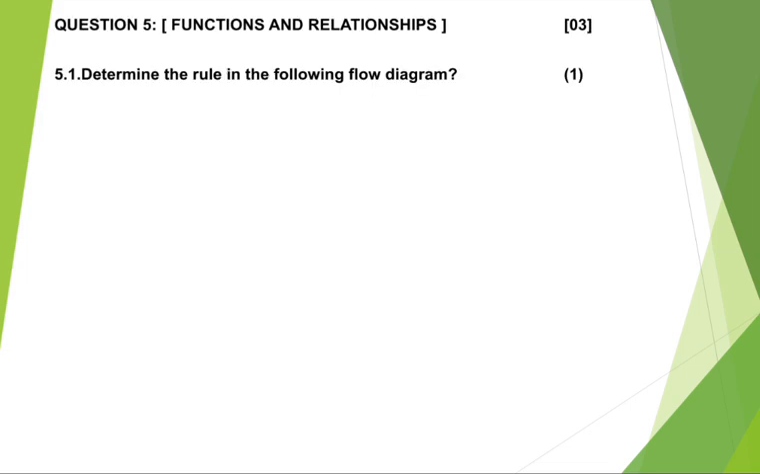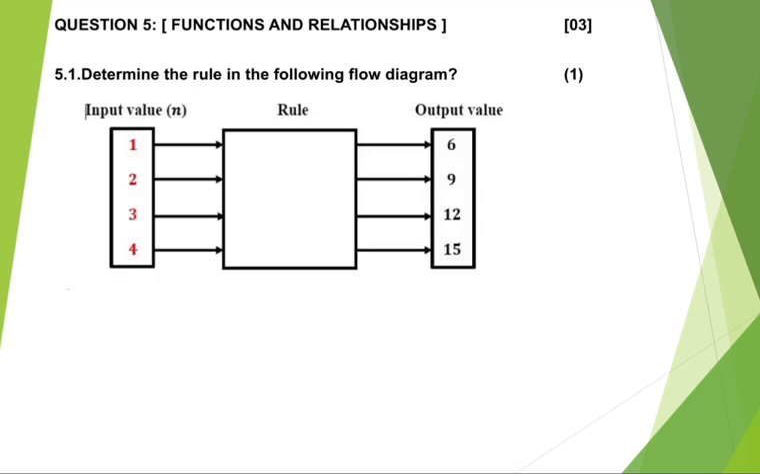Let's move on to question 5, functions and relations. Determine the rule in the following diagram. So that's the diagram. The input is 1, 2, 3, 4, in order. Then the output is 6, 9, 12, 15. Let's see what is happening there. So it's plus 3, plus 3, plus 3. So it means it's a numeric pattern.